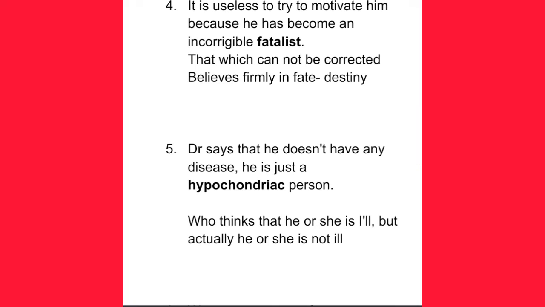Next one is, a very commonly used word is fatalist. It is useless to try to motivate him because he has become an incorrigible fatalist. So fatalist is somebody who believes firmly in the power of fate or destiny. So these kind of people believe that destiny rules over their life, and therefore as a result of this belief, they do not try to improve themselves, they don't try to work properly, and they always wait for some kind of miracle to happen in their life that can bring positive transformation in their personality, in their lifestyle, etc.